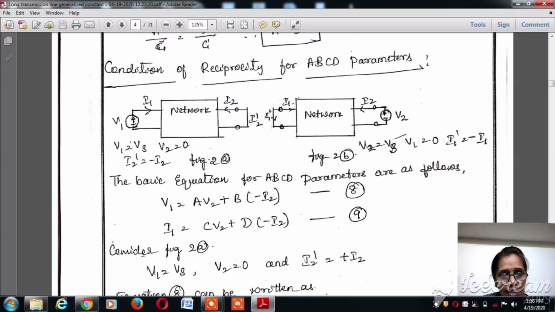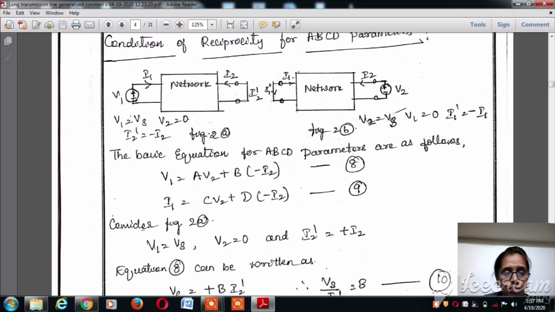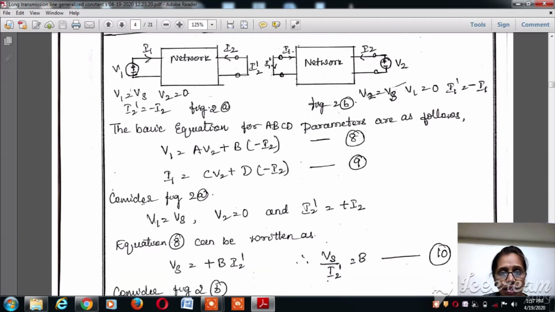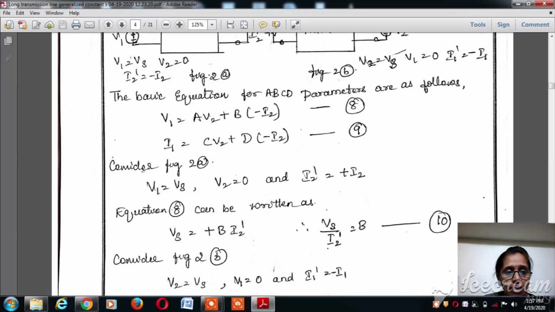Let's consider the current through the source as I2 dash. I2 dash is equal to minus I2 because it is a current source. Now V2 will be equal to 0 because it is short circuited. So considering the basic equation for the ABCD parameters, V1 is equal to A into V2 plus B into minus I2. Keep this as equation 8. And I1 is equal to C into V2 plus D into minus I2. That is equation 9.